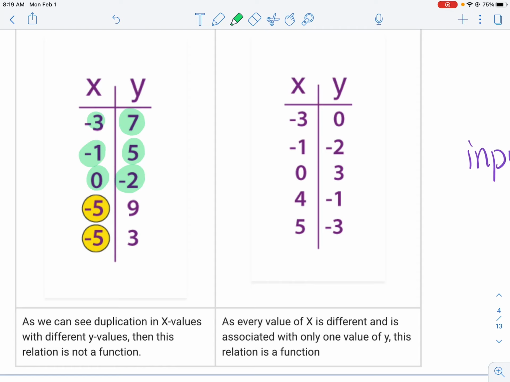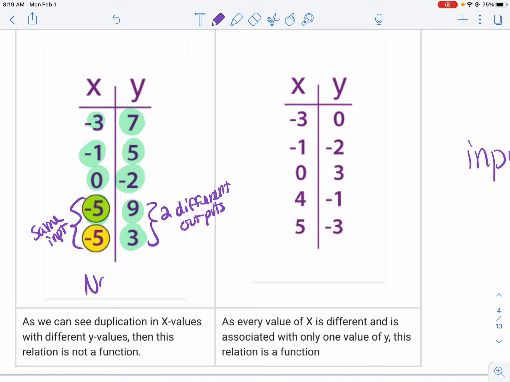But let's say, when I input -5, I get 9, or when I input -5, I can also get 3, right? Well, this is the same input, but two different outputs. So anytime that happens, this is not a function, okay?